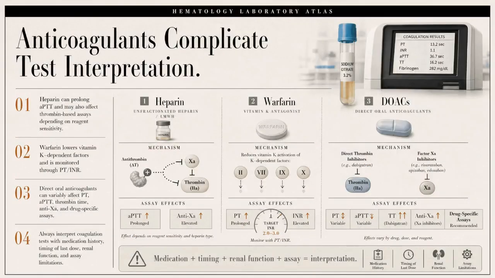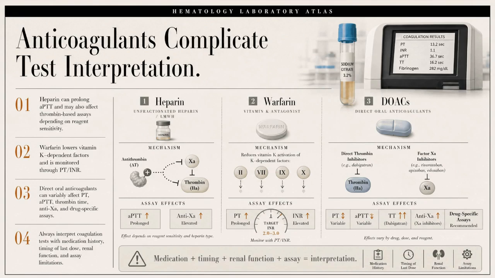Anticoagulant medications are a major factor in interpreting hemostasis tests. These drugs are designed to alter clotting, so they will affect our assays. We need to know what medications a patient is taking to properly interpret their results. Different anticoagulants affect different tests in different ways. This means a prolonged PT or APTT might be therapeutic, not pathologic. Always consider medication history when reviewing unexpected results.